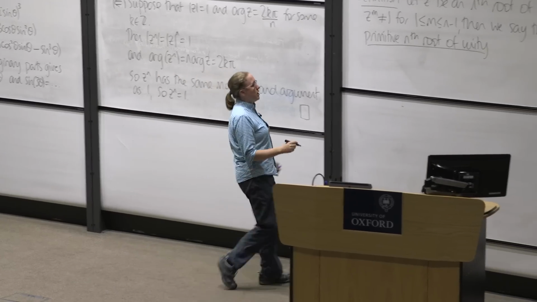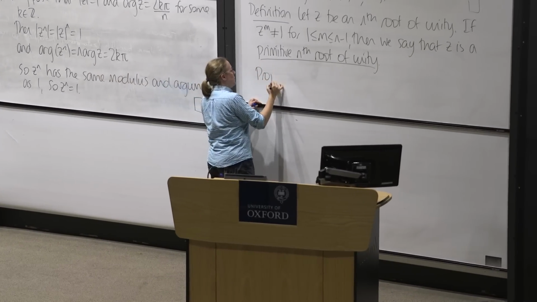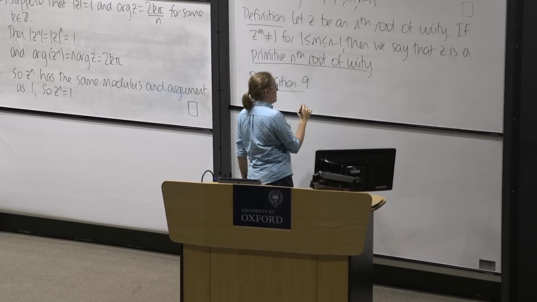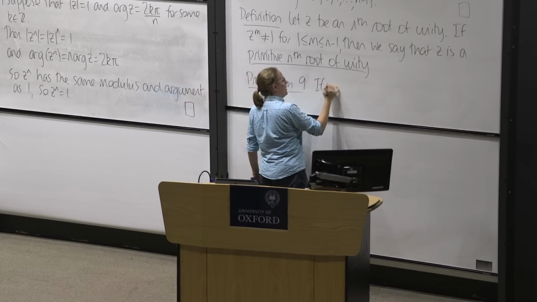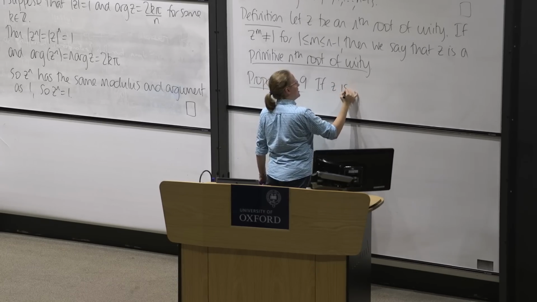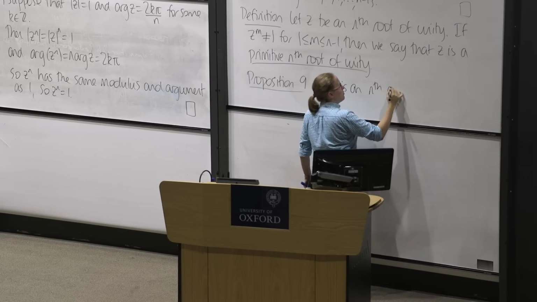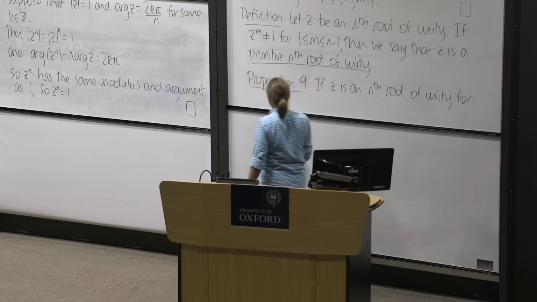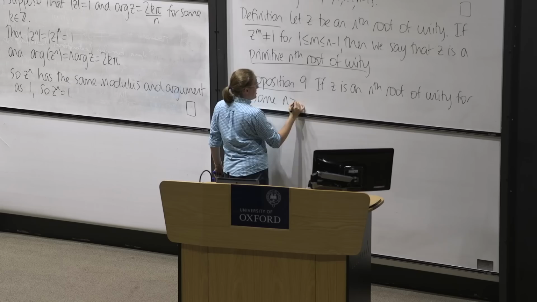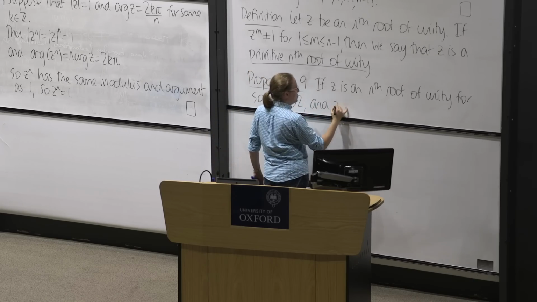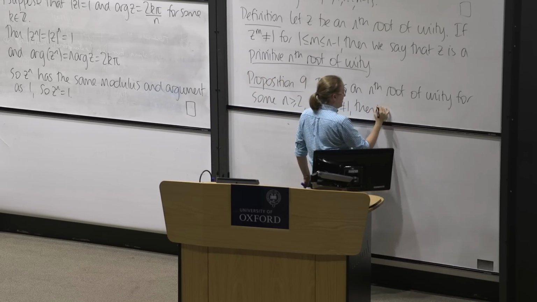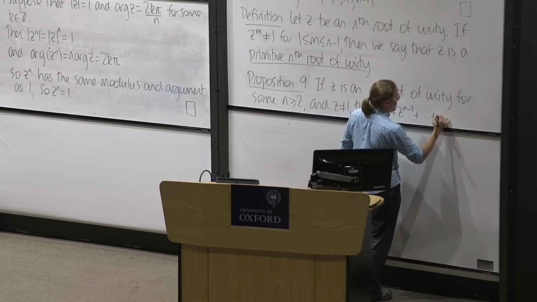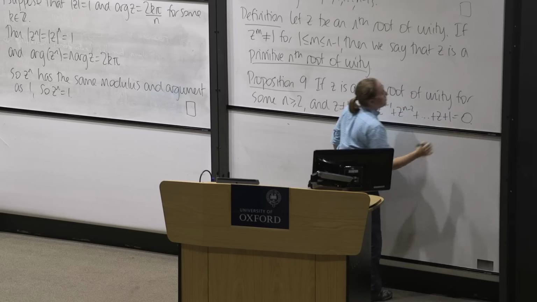So here is a proposition that is useful and certainly applies to primitive roots of unity, although it applies a little bit more generally than that as well. So if z is an nth root of unity for some n greater than or equal to 2, and z is not equal to 1, then z to the power n minus 1 plus z to the power n minus 2 plus dot dot dot plus z plus 1 is equal to 0.